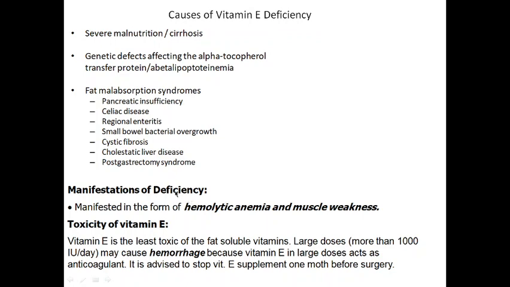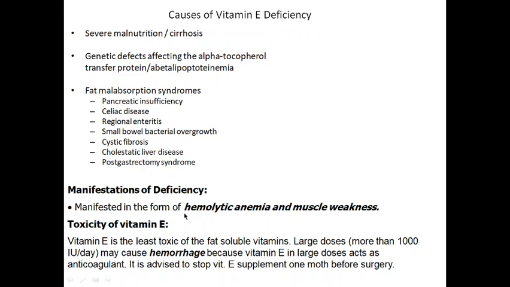What are the manifestations of vitamin E deficiency? As we mentioned, the main manifestation of vitamin E deficiency is hemolytic anemia, as vitamin E acts as a protective antioxidant for the cell membrane from hemolysis. So the cell membrane of RBCs will rupture, resulting in hemolytic anemia and development of hemolytic jaundice. Another manifestation is muscle weakness.